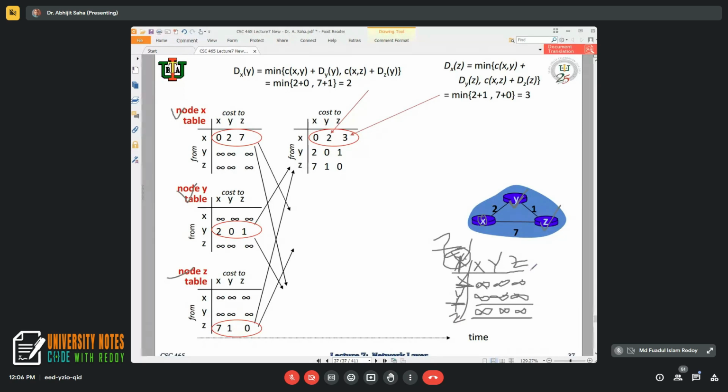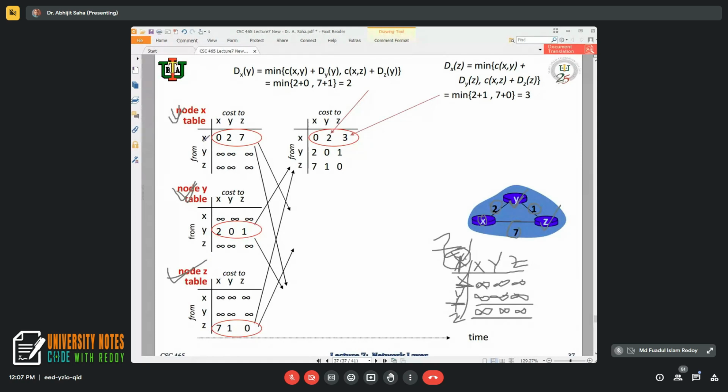All right, now you can see that we have given a cost for the links: x to y or y to x, y to z or z to y, x to z or z to x, something like that. So the cost has been given, and according to the cost, the tables are now going to be updated: node x, node y, and node z.